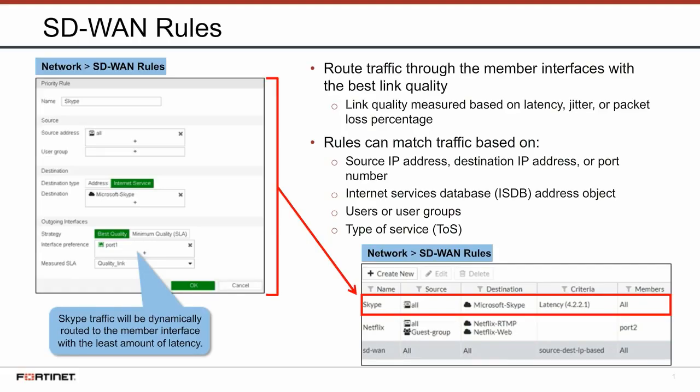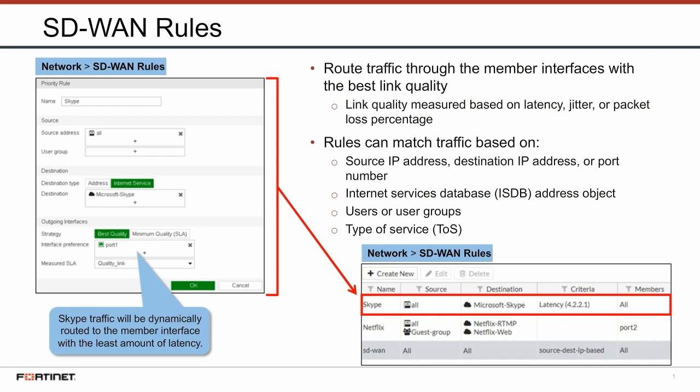SD-WAN rules allow you to specify which traffic you want to route through which interface. You can configure the SD-WAN rules to choose the egress interface based on a link's latency, jitter, or packet loss percentage. The rules are evaluated in the same way as firewall policies, from top to bottom using the first match.